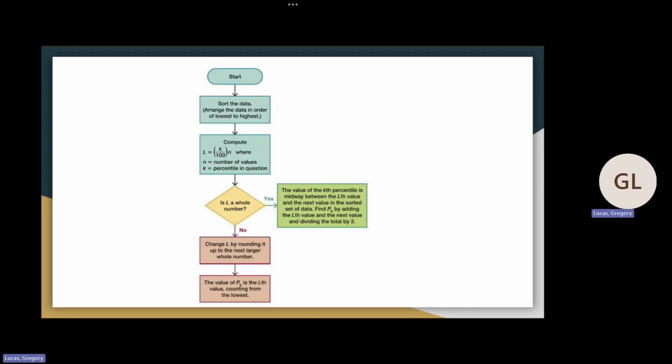If L is not a whole number, we're going to go straight down. We're going to change L by rounding it up to the next larger whole number. So we always round up to the next larger whole number. And the value of P sub K is the Lth value counting from the lowest.